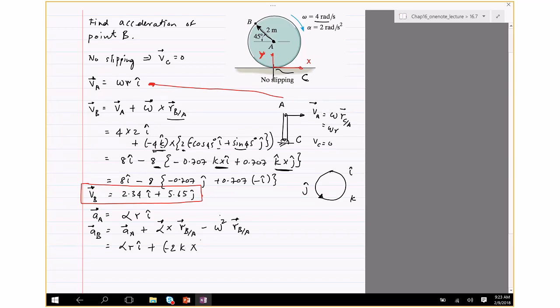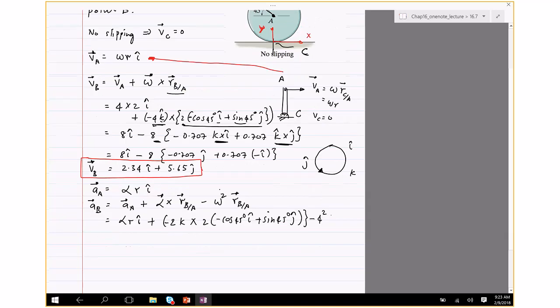crossed with the vector from A to B, which I wrote down here. So that's going to be 2 times minus cosine 45 degrees i plus sine 45 degrees j, minus omega squared, so it's 4 squared times the same vector. So I'm going to write this down here: 2 times minus cosine 45 degrees i plus sine 45 degrees j.